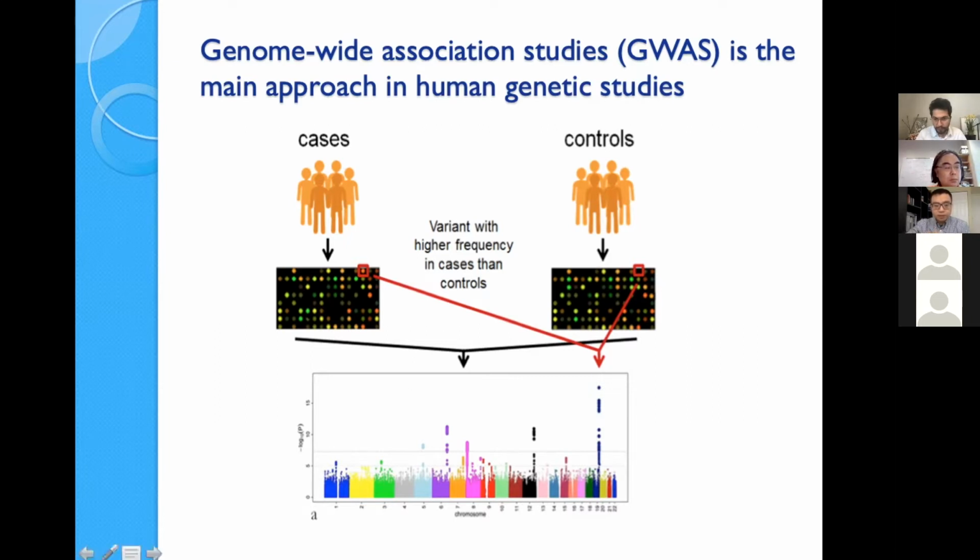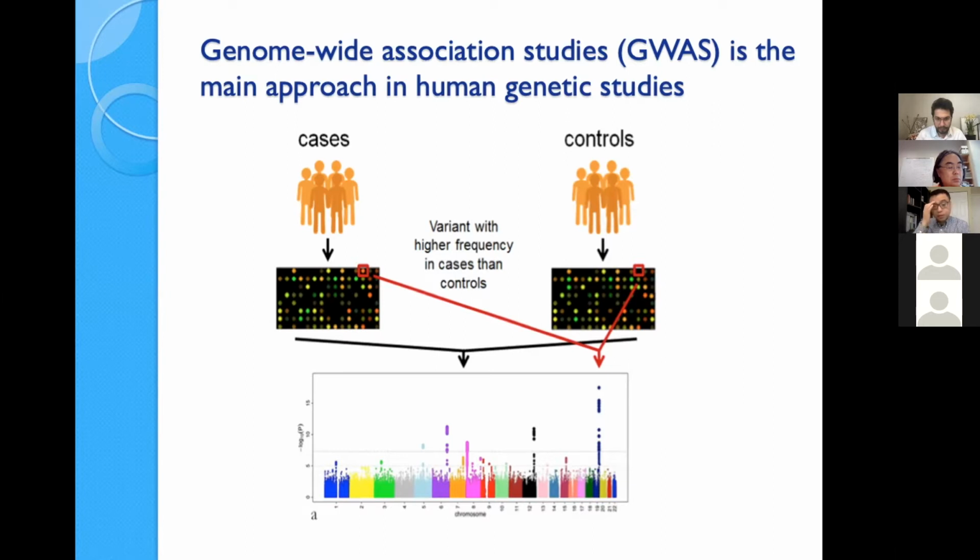This one shows microarray-based genotyping. Each spot in the array basically shows the genotype. You have different colors, which means that the cases and controls have different genotypes.